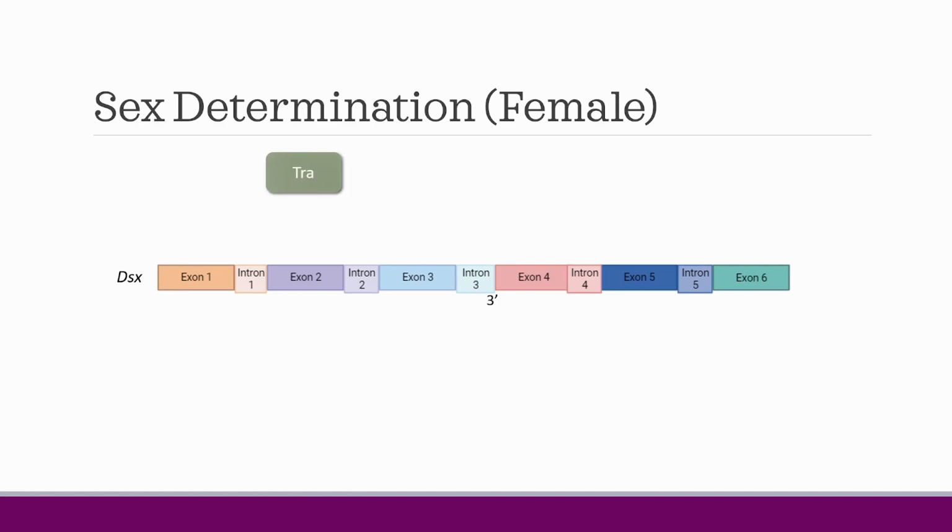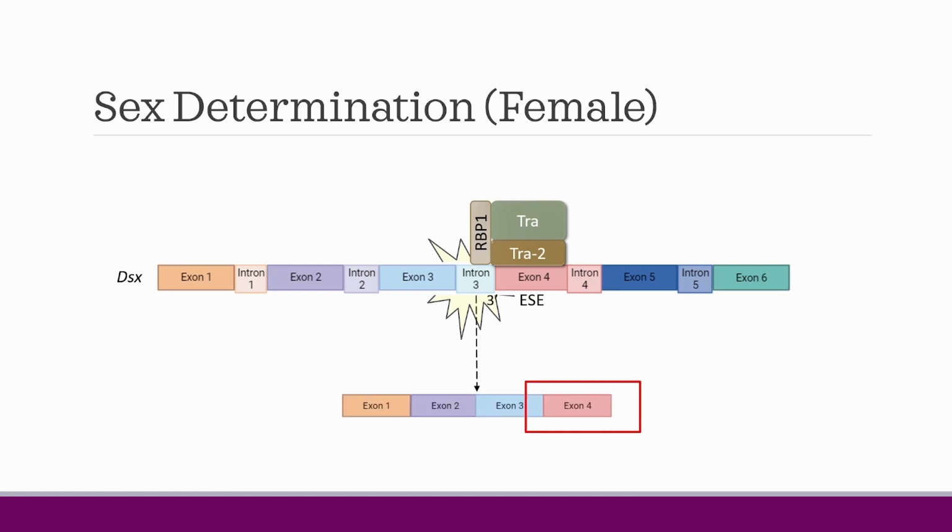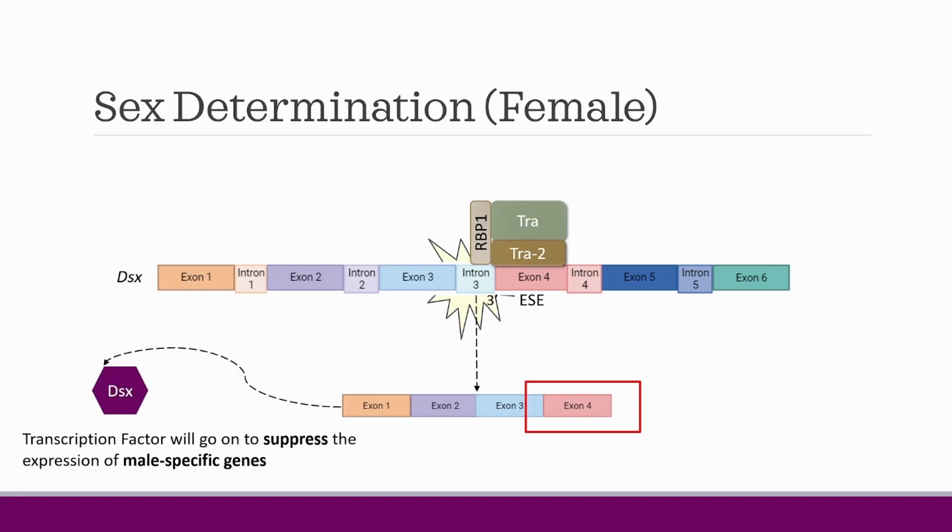This functional TRA protein will then recruit proteins TRA2 and RNA binding protein RBP1 to the exonic splicing enhancers on the DSX mRNA transcript and regulate its splicing. TRA, TRA2, and RBP1 will then induce splicing at the 3' splice site of the DSX mRNA transcript and facilitate the inclusion of exon 4. As a result of the splicing, a female-specific spliced isoform of the DSX protein is produced and will go on to act as a transcription factor to suppress the expression of male-specific genes throughout the Drosophila genome.